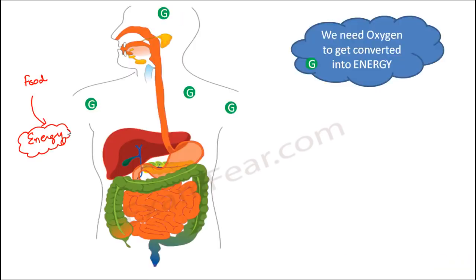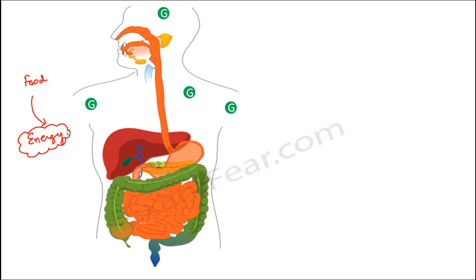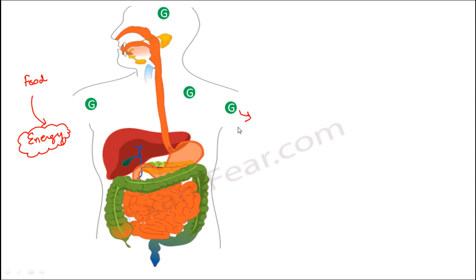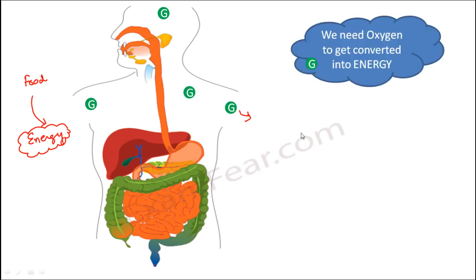So what do we want? We want oxygen to get this food converted into energy. We need oxygen, because this simplest form of food which is absorbed by different cells of our body needs to be converted into energy, because that simplest form of food, which is normally glucose, cannot directly give us energy. So that conversion is where respiration comes into picture.